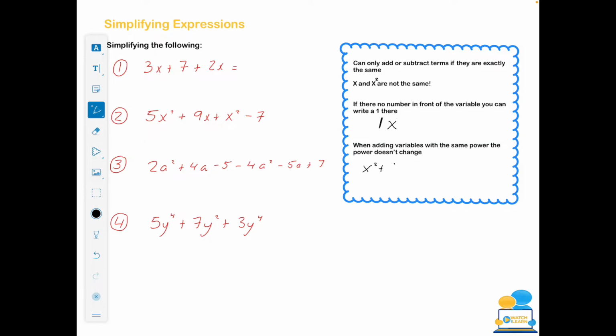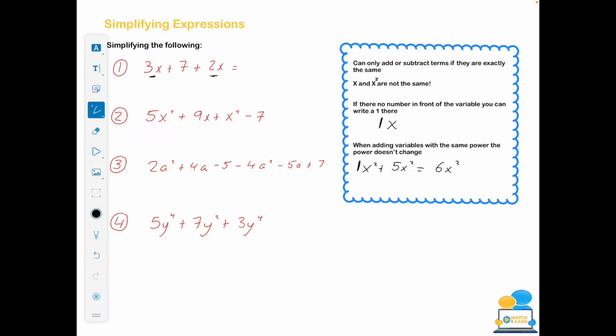And then finally, when adding variables with the same power, the power doesn't change. So if we have x squared plus 5x squared, I'm going to do what I set up in rule number 2. I'm going to put a 1 there just to help me add. So 1 plus 5 is 6x squared. Sometimes people think that you add the powers as well. We don't. When you're adding, leave the power alone.